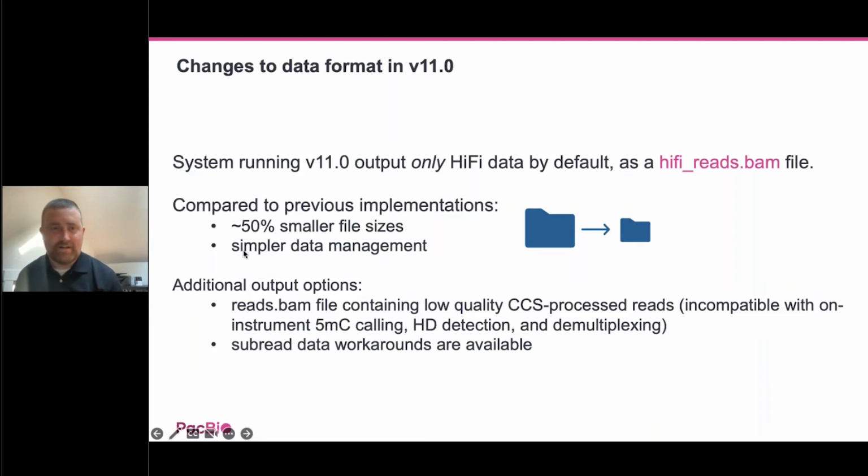So you don't have to, as the very first step of your analysis, filter out the non-HiFi data. However, if you have upgraded to V11, you can still get, for instance, the reads.bam that contains the low quality CCS. That's an option even in the GUI. However, that's incompatible with the on-instrument 5mC calling, heteroduplex detection, and demultiplexing that I'll present in a second. And if you still want to get the subread data, that's also still possible with some workarounds that we can provide.